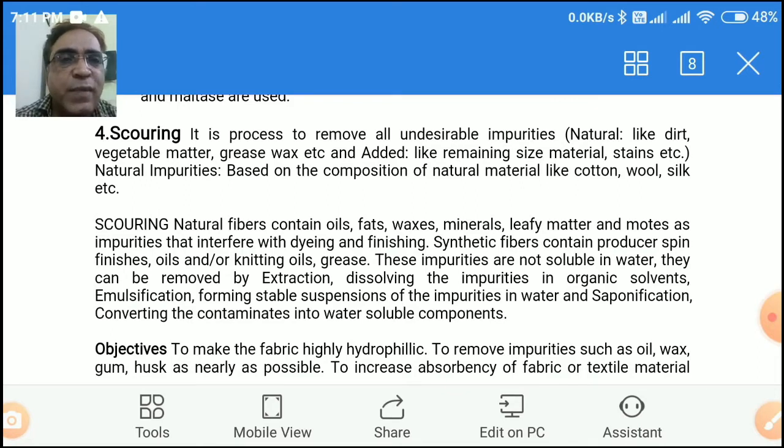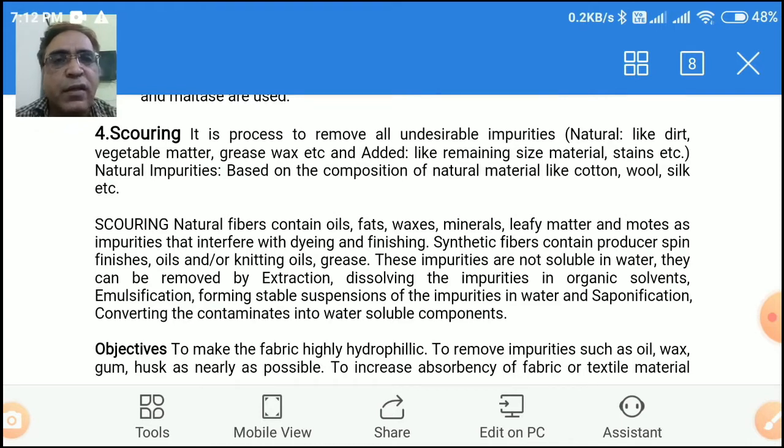In the size material, there are other things also which are added, like oils, waxes, etc., which also have to be removed from the surface of the fabric for further processing. So today I will be discussing two important processes which are part of the preparation of the cloth for printing. These processes are scouring and bleaching. These are very important processes for the preparation of the cloth.